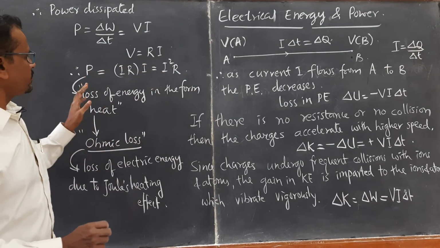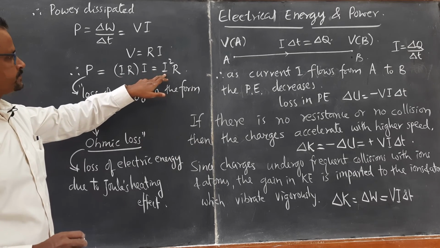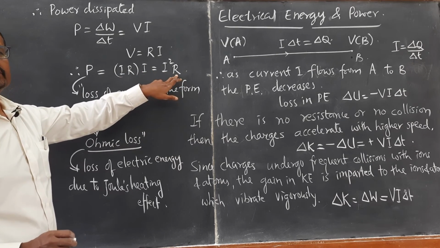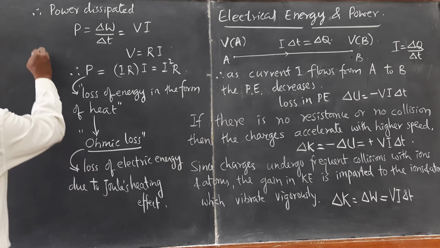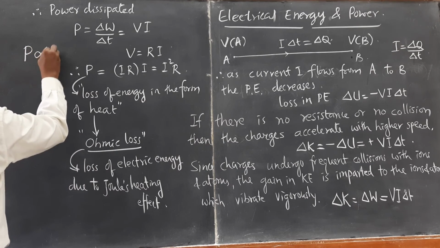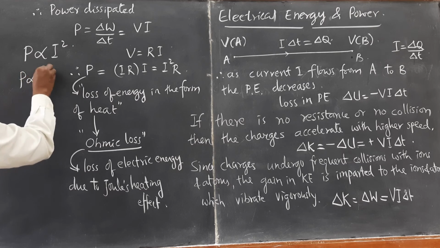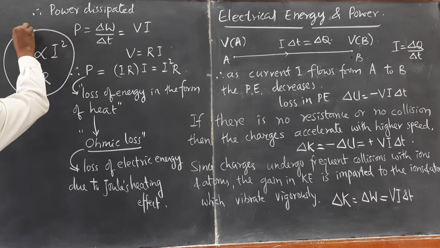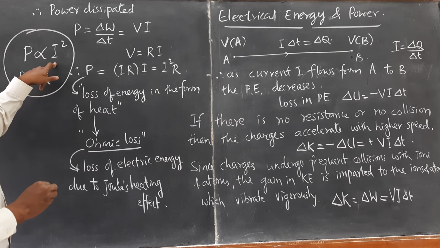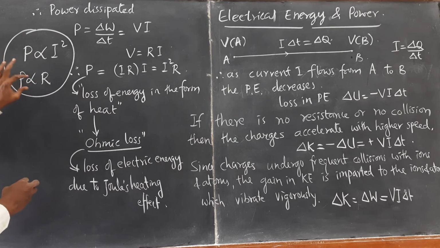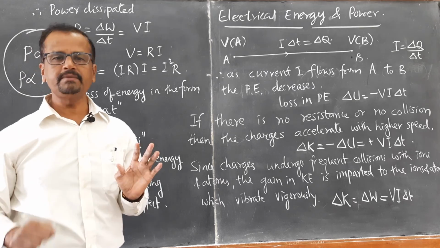It is dependent on the square of the current and directly proportional to resistance. So, this power that is lost is directly proportional to the square of the current and directly proportional to resistance. So, greater the value of current, more is the power loss. Greater the resistance of the wire, more is the power loss.